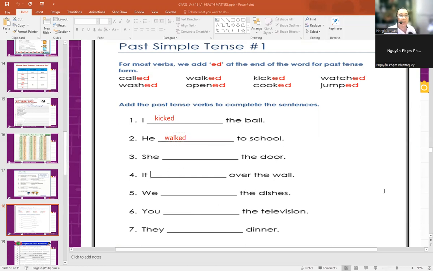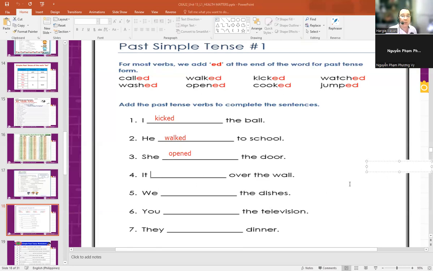Next, what about number three? She blank the door. She opened the door. Yes. So it's past tense. She opened the door. Okay, next.